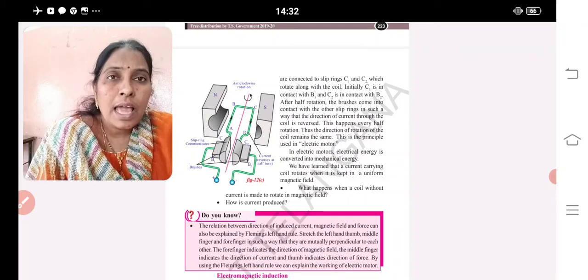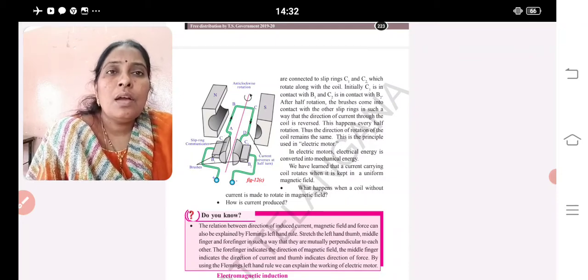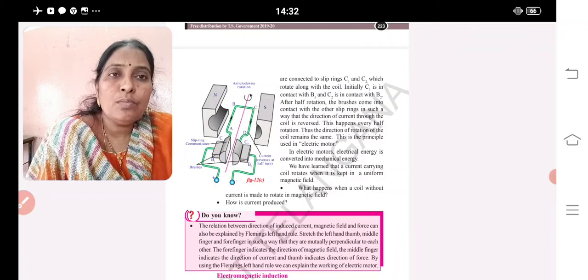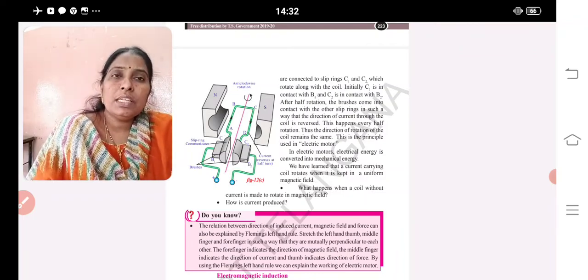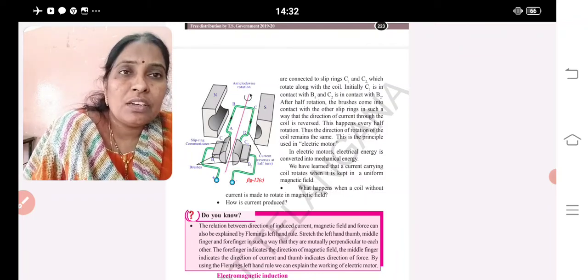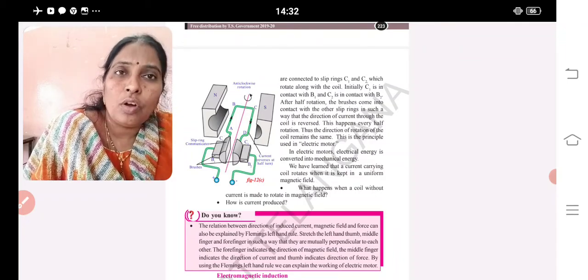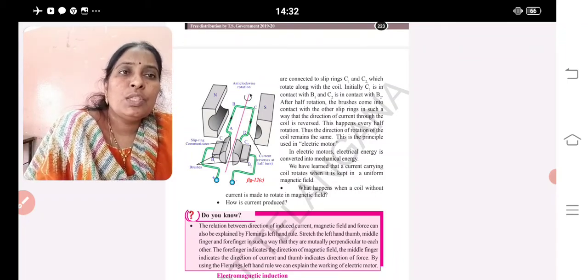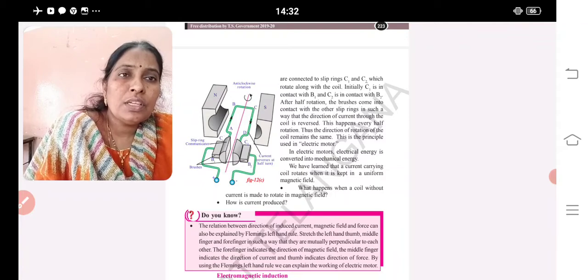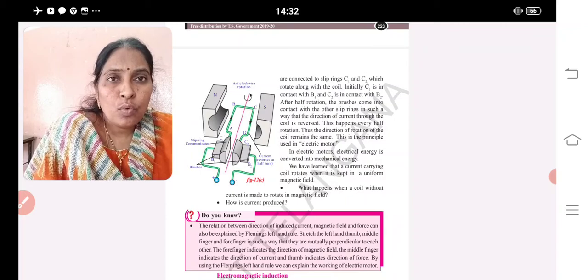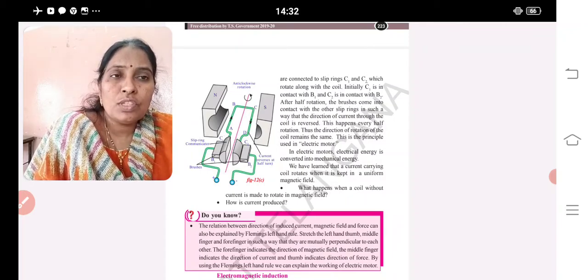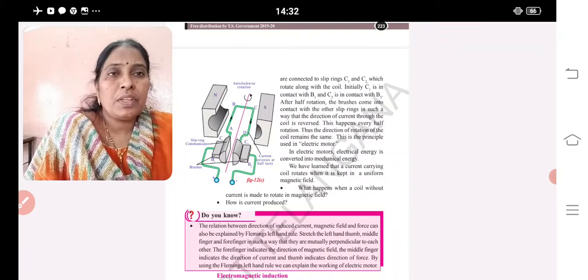But it is not happening by itself; it is because of the brushes B1 and B2. They reverse the direction of the current, not the coil. So here this principle is used: for every half rotation, the direction of rotation of the coil remains the same. This is the principle used in the electric motor. And what is an electric motor? It is a device which is used to convert electrical energy into mechanical energy.